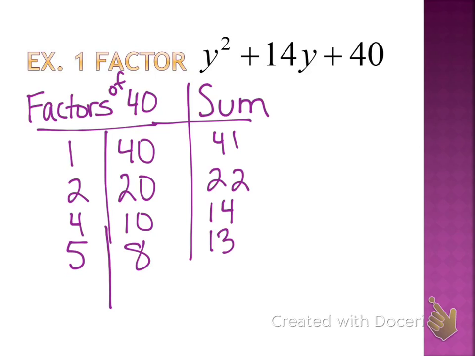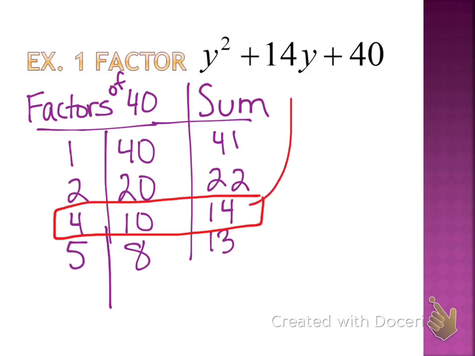4 and 10. So remember our directions from that previous slide said that we look for the factor pair whose sum adds up to the coefficient of the middle term. 14 is my middle term. So that's how I knew which pair I wanted. Do we have questions about this chart?